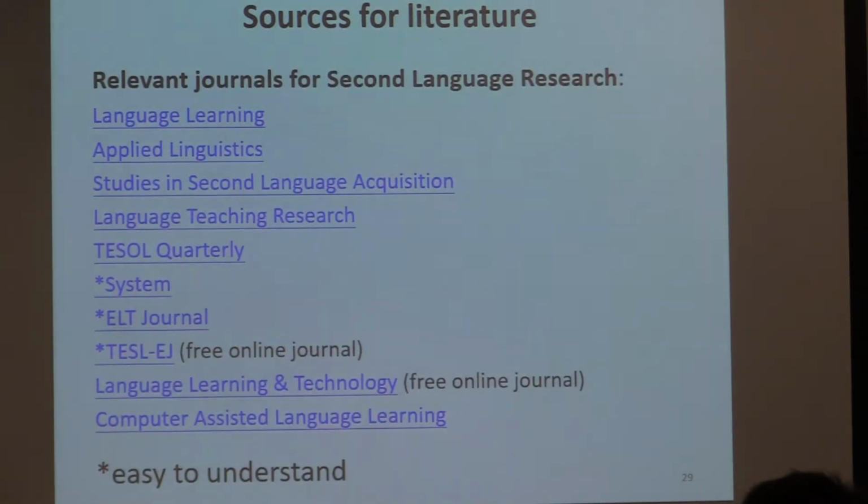Sources for literature: I recommend these journals if you're interested in doing any second language related research. Language Learning is a very serious journal. Applied Linguistics is also very serious. You may find them difficult to understand because they are very long and usually quite theoretical. Studies in Second Language Acquisition used to be a very good journal, and still is a good one, but less prestigious than in previous decades.